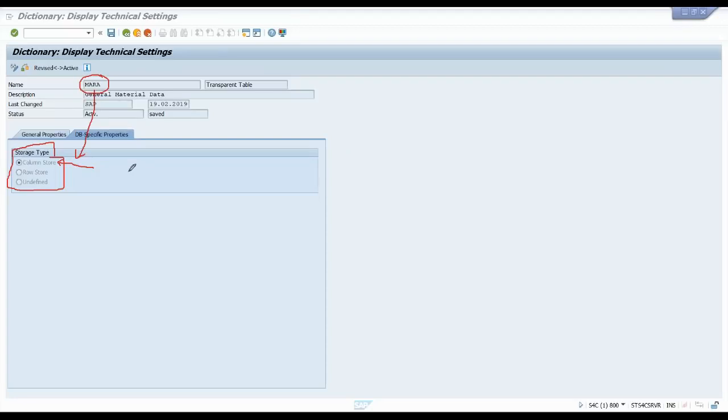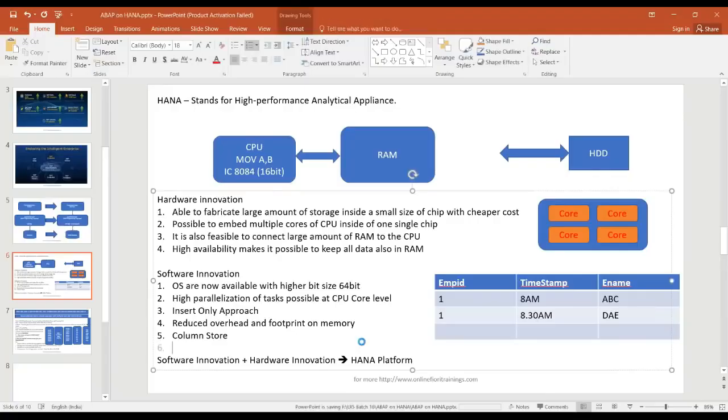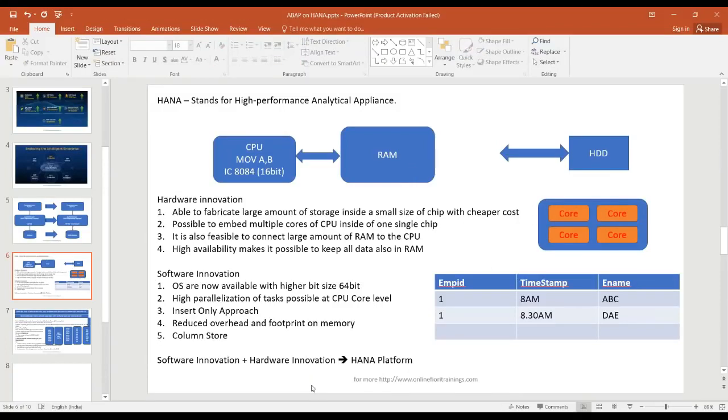You can see they have already converted their tables to column store automatically. You get this advantage free of cost, though you are using the same ABAP program running on an S4 HANA system. These advantages have come free for you automatically with S4 HANA or Suite on HANA system. With that, I am done with the demo.